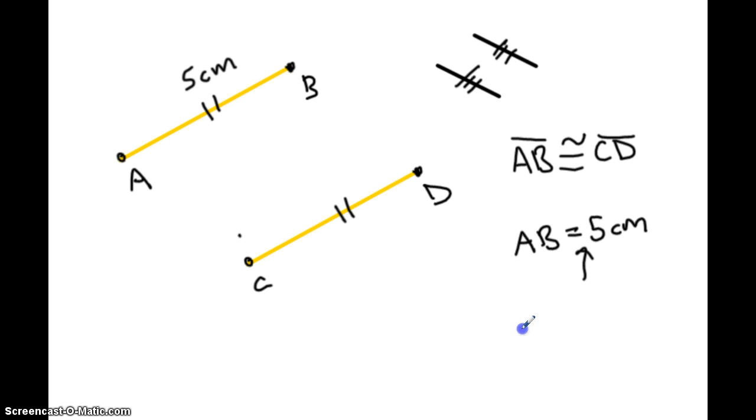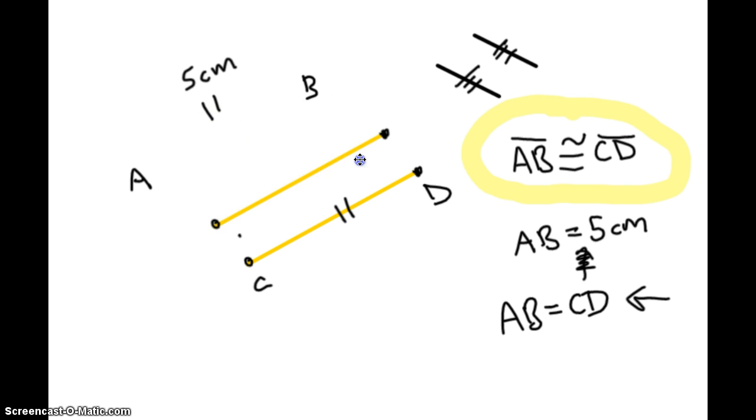You could also say AB equals CD, but you just have to be careful because what you're saying when you write this is that the length of AB is equal to the length of CD. That's similar, but not the same as saying AB is congruent to CD, which means that if you took AB and physically put it on top of CD, they would be the same size and shape.